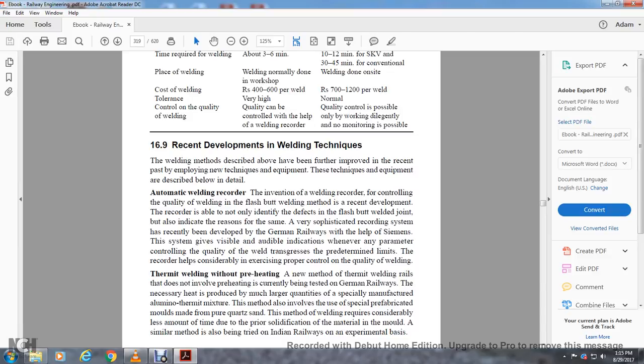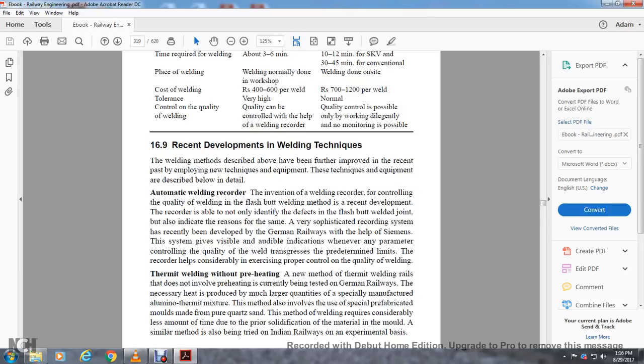A very sophisticated recording system has recently been developed by the German railways with the help of Siemens. The system gives a visible and audible indication whenever there is a transgression of the predetermined limits of parameter control and quality of the weld. This helps in exercising proper control of the welding quality.